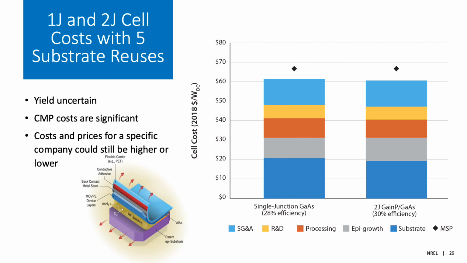In both of these cases, you can see though that substrate, processing, and epi growth all still play an important role in driving the costs. The costs associated with CMP, or chemomechanical polish, that's used during the reuse process to re-prepare the surface of the substrate for the next growth, is a very significant cost and really limits the degree to which you can drive down substrate costs unless you're able to find an alternative to CMP.